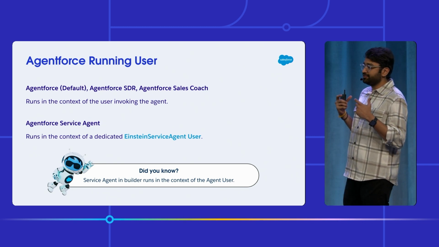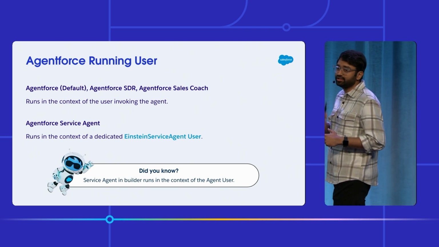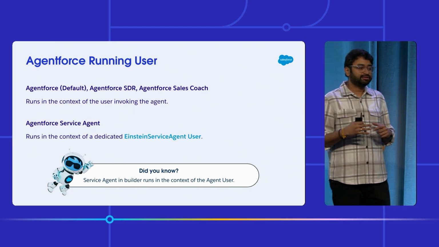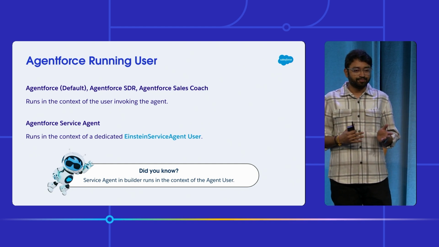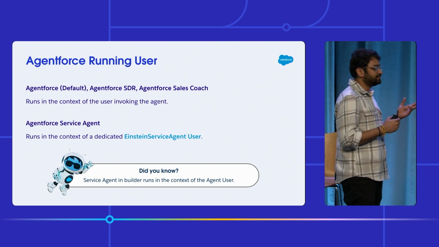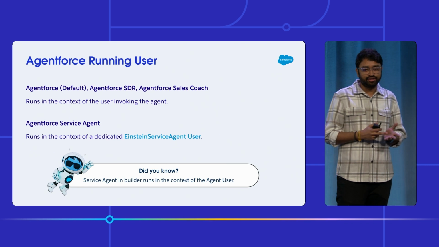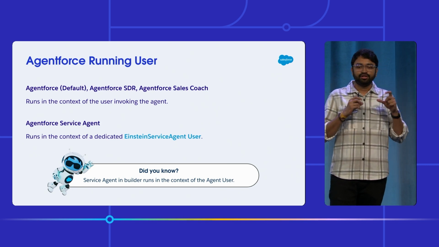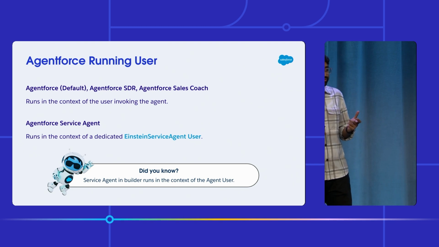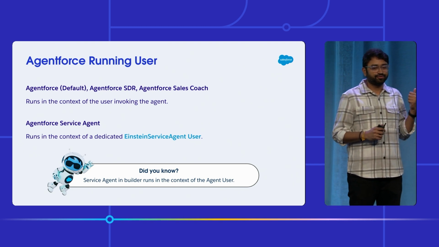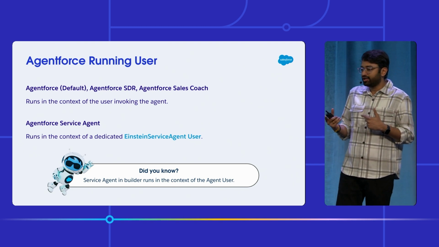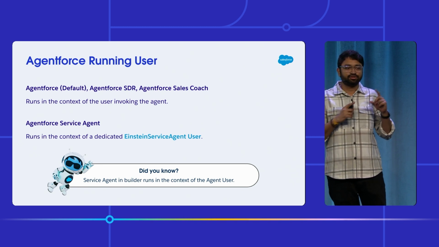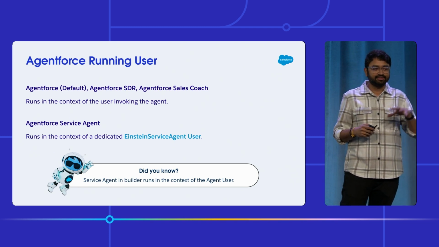But when it comes to an Agentforce service agent, which is an external-facing agent, it runs as its own dedicated user. And that user is called an Einstein service agent user. It has a different license type. It has different permissions. So this is the first distinction that you need to know about. Who is the running user? For internal agents, it is the user invoking the agent. For external agents, it's always a dedicated user that is set up.